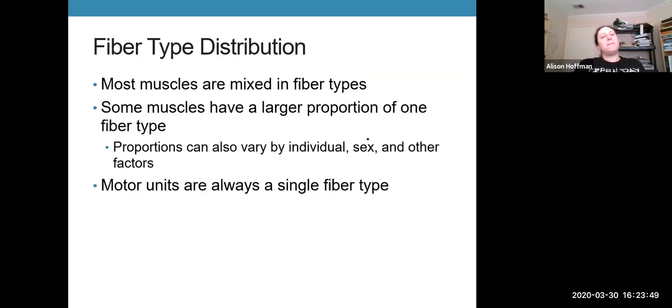Okay. Now, even though we have postural muscles that need to be fatigue resistant and that need to be really good at contracting for long periods of time, and other muscles that need to be really fast, most muscles are actually mixed. They're a combination of the different fiber types. Now, depending on a muscle's job, they will probably have a larger proportion of one fiber type versus another. So like eyelid muscles, facial muscles, things that are meant to not be going all the time, they're going to have more of those fast glycolytics.